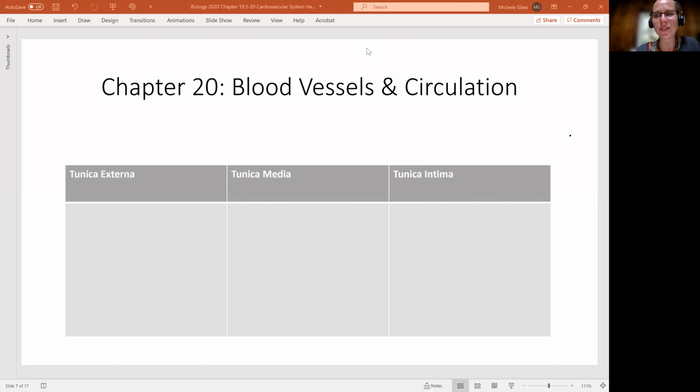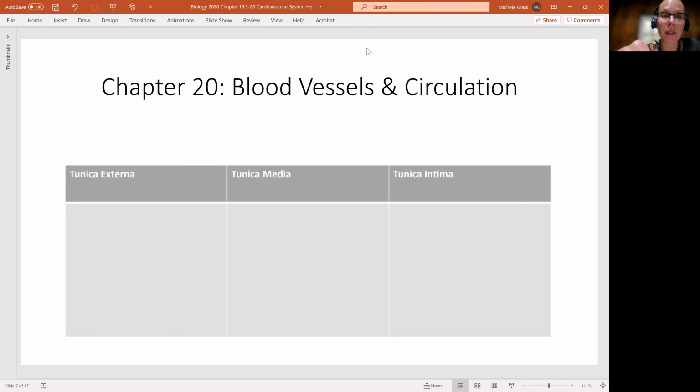We are ready to enter into our chapter 20, and we're going to be talking in chapter 20 about blood vessels, movement of blood through those vessels, how we get oxygen delivered to our tissues, and then regulation of the whole system. So we're going to be putting a lot of pieces together here. To start out in this conversation about blood vessels, let's remind ourselves of a few things that we've already said.